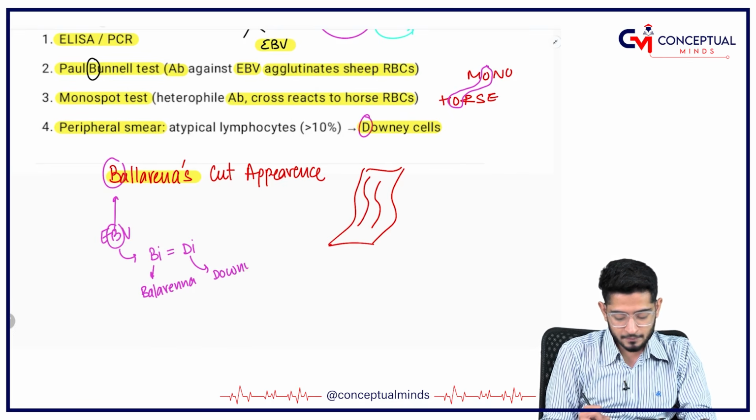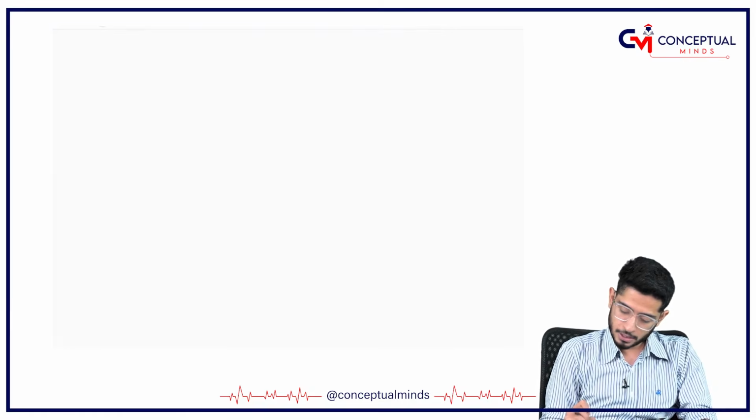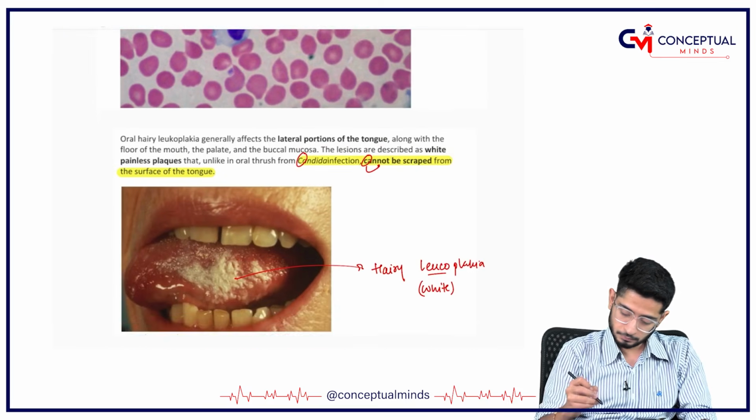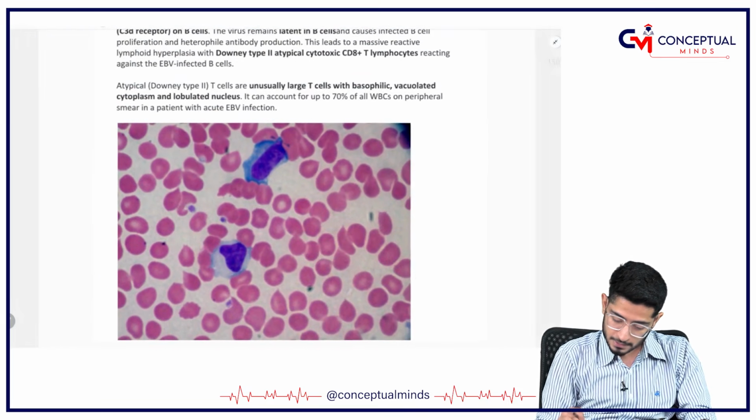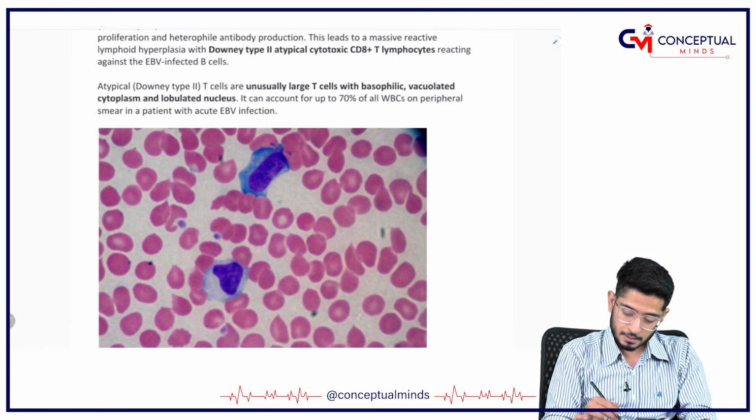Okay. So, downy cells have which appearance? Ballerina cut appearance. I will try to show you the picture now. Yeah. So, see here the downy cells, having the ballerina cut appearance.